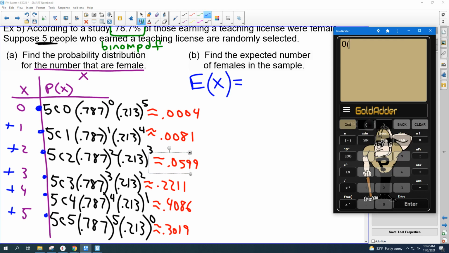So we don't really need to type in the 0 because we know what that's going to do. Plus 1 times 0.0599 plus 3 times 0.2211, plus 4 times 0.4086, plus 5 times 0.3019. Get about 0.39351, about 3.9351.